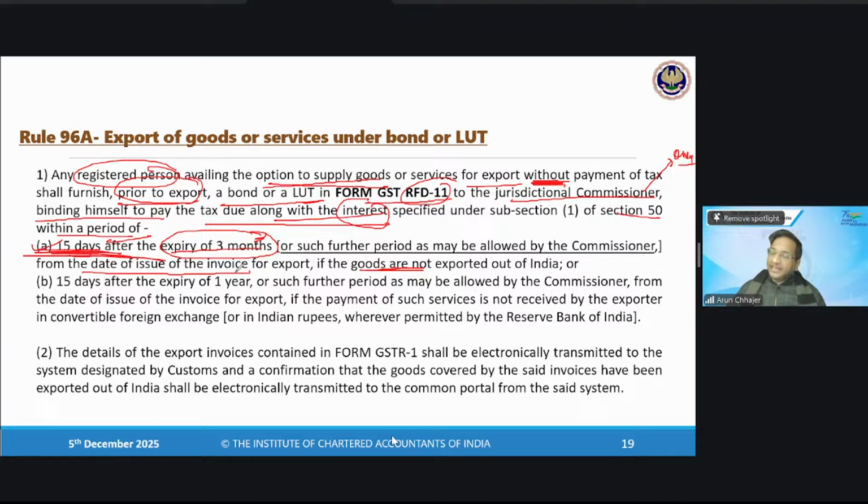Same in case of export of the service, if he has exported through LUT, he is giving the undertaking that he will bring the foreign currency within a period of 1 year. If he is not able to bring it, then after the expiry of the 1 year, within 15 days, he will pay the tax along with interest.